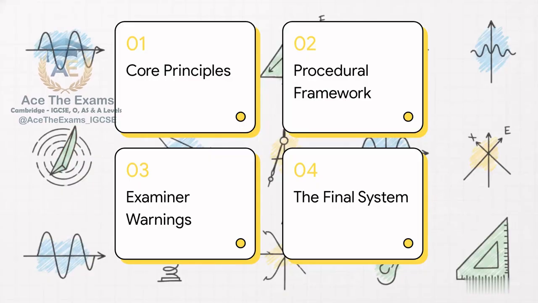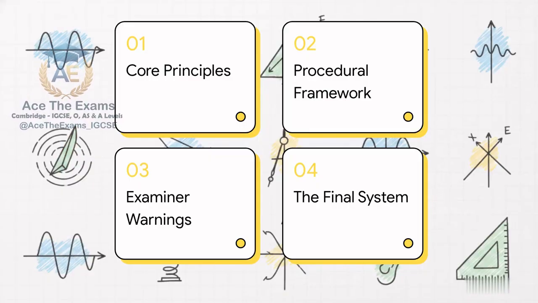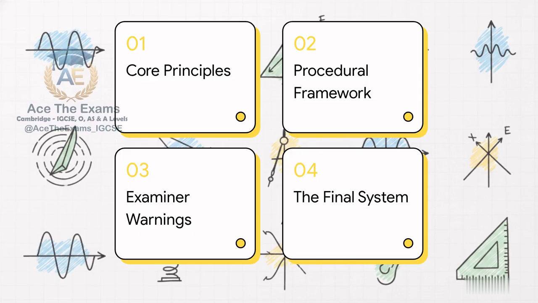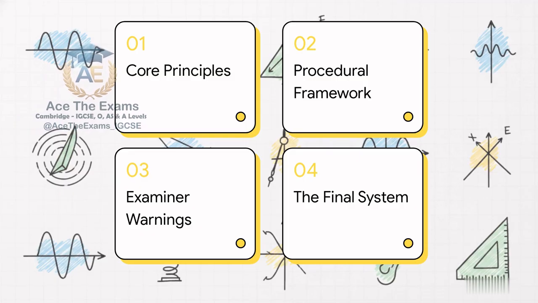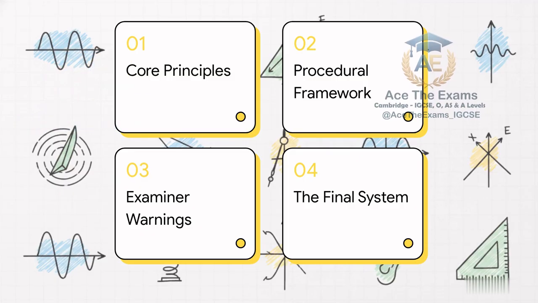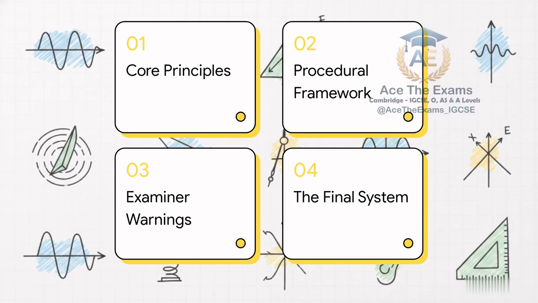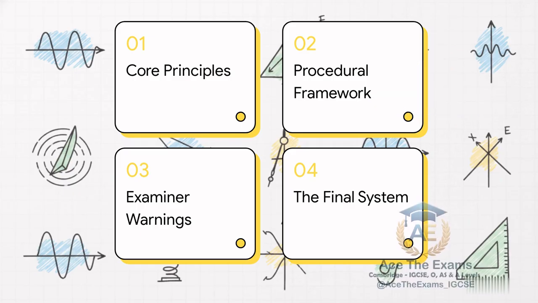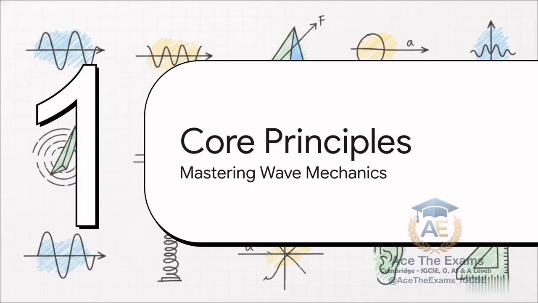And to do that, here is our examiner's playbook for today. Think of this as your roadmap. Number 1, we're hitting the core principles. Number 2, we'll map out the procedural framework. Number 3, we're diving into strictly confidential examiner warnings. And finally, number 4, we put it all together into the final system. Let's just jump right into the foundation, starting with Section 1, the core principles.